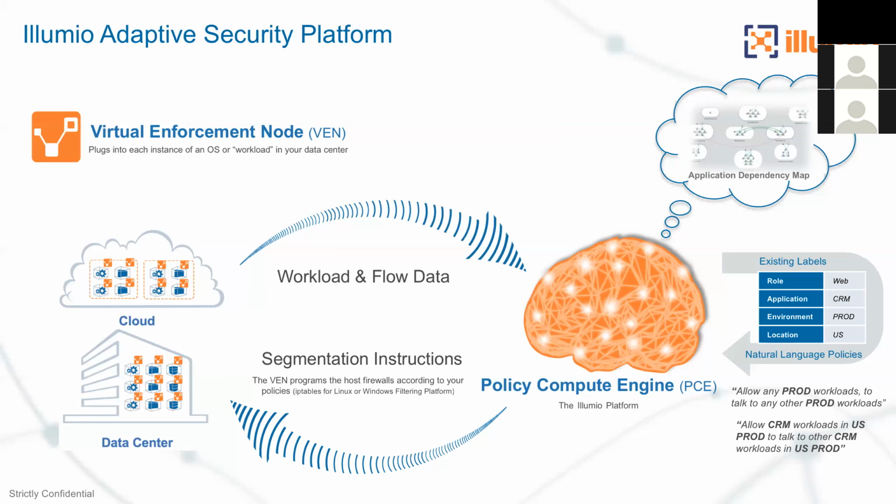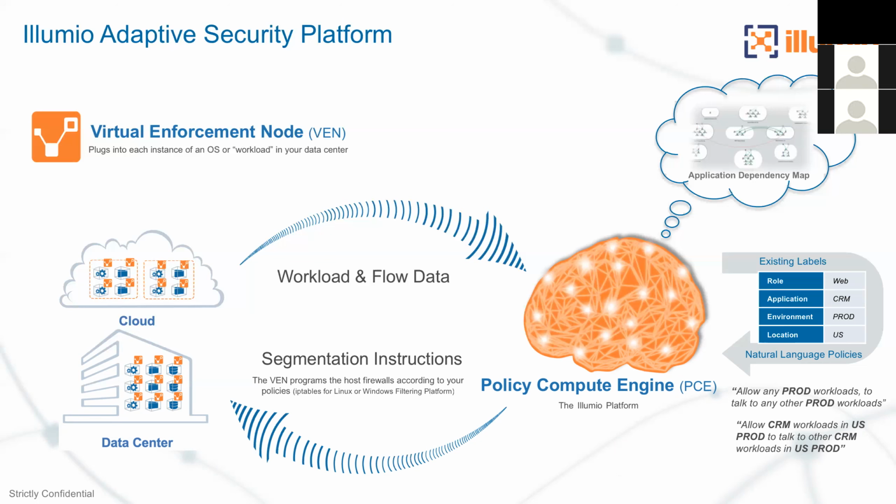It's using what's built into the operating system. It's just coordinating programming them. Now, this becomes a very virtuous cycle, which is why we call our platform the adaptive security platform. If a workload gets a new IP address, it sends that up to the PCE, says, hey, here's my new IP address. PCE recalculates the IP table rules that are all affected for any workload, sends them back out.